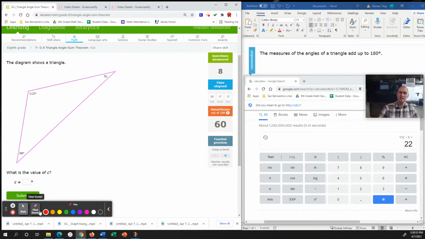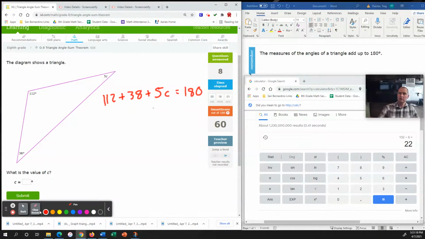All right, here we go. The diagram shows the triangle. What is the value of C? So let's take 112 plus 38 plus 5C equals 180.